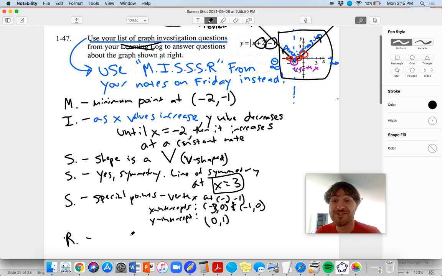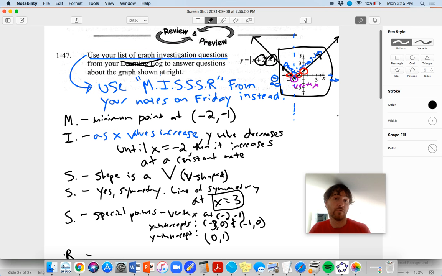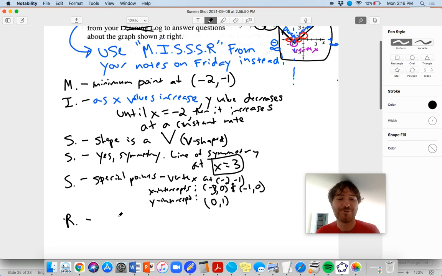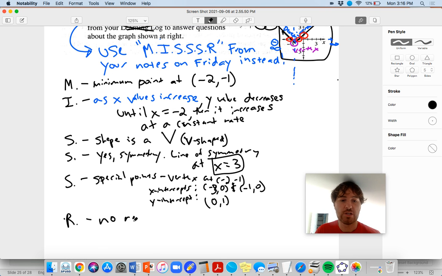Last one, restrictions. Well, we already talked about how any number has an absolute value, right? What is absolute value? Absolute value is a number's distance from 0. So if you're negative, you have a positive distance from 0, because distance is always positive. If you're negative, the absolute value is positive. If you're positive, your absolute value is also positive, because you have a positive distance from 0. So there are going to be no restrictions for x, because any number x has an absolute value.